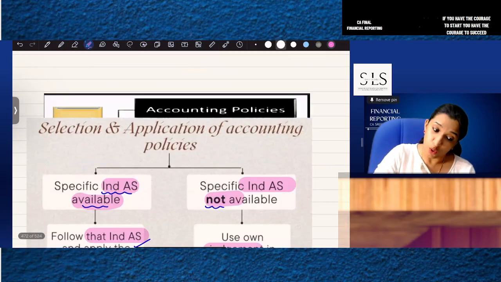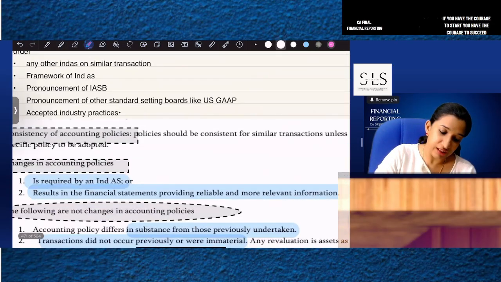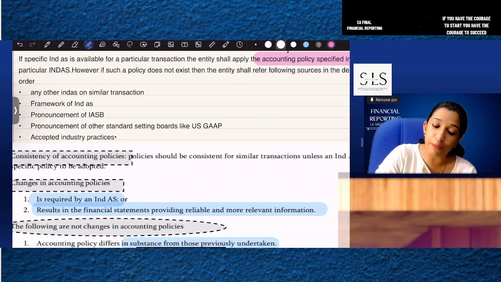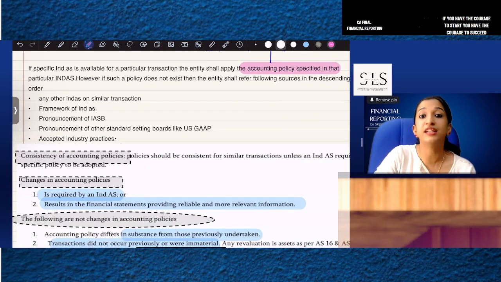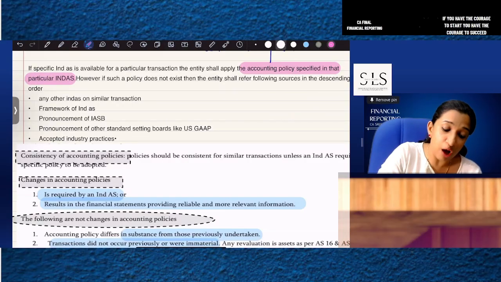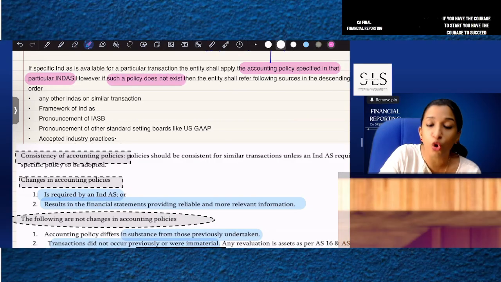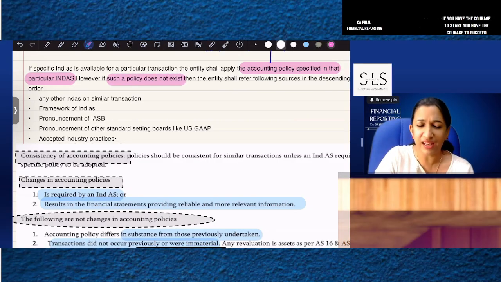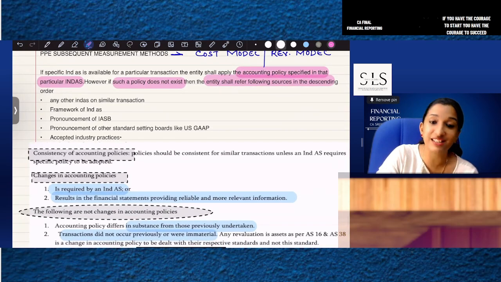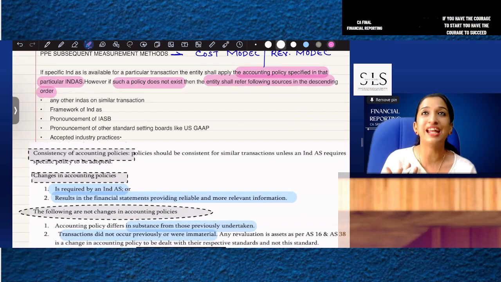Not clear? Okay. So what is given here? If a specific Ind AS is available for a particular transaction, the entity shall apply the accounting policy specified in that particular Ind AS. However, if such a policy does not exist, then the entity shall refer to the following sources in descending order. So what does that mean?